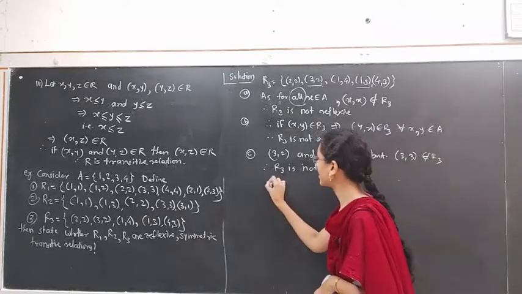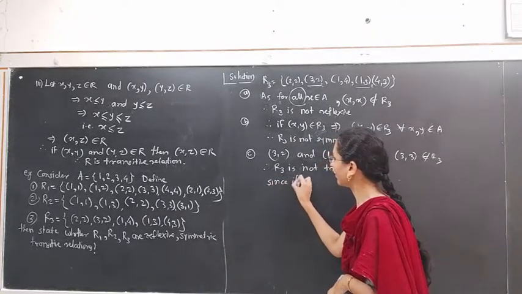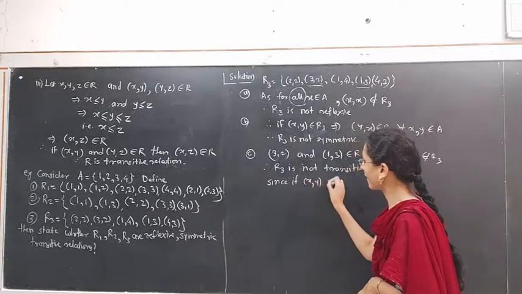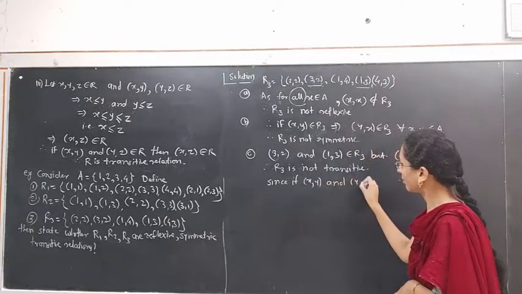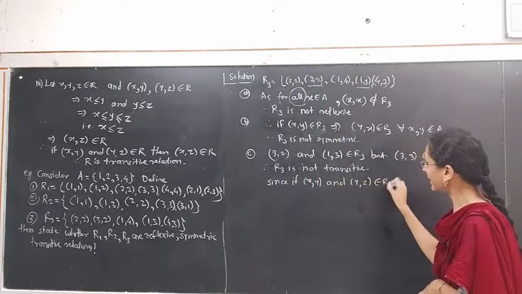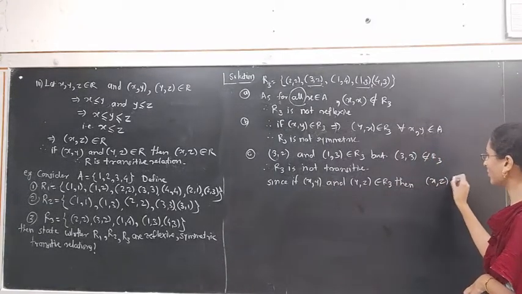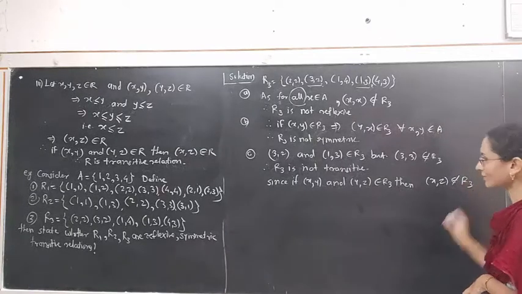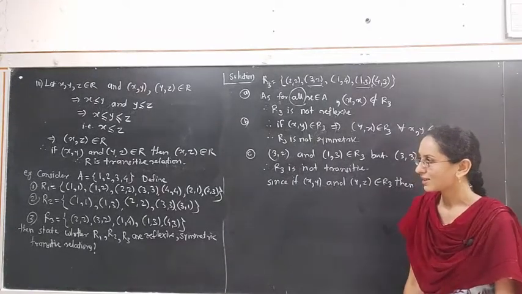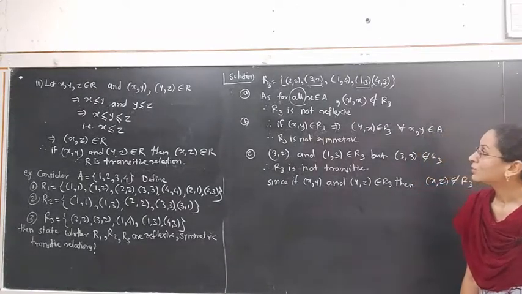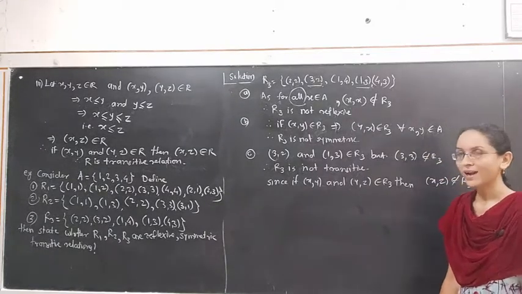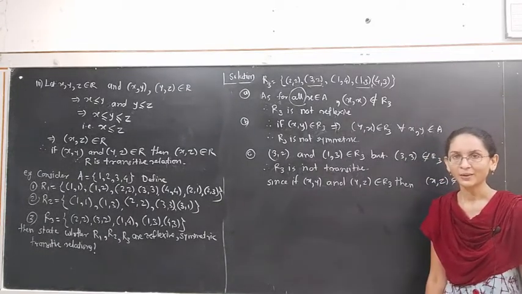Why? Because if (x, y) and (y, z) belong to R3, then (x, z) does not belong to R3. Hence, the relation R3 is not reflexive, not symmetric, and not transitive. Thank you, student.